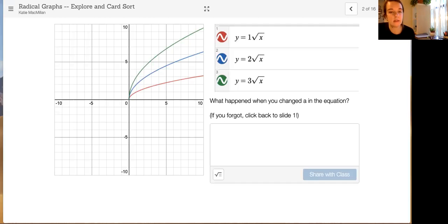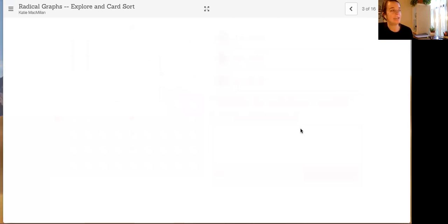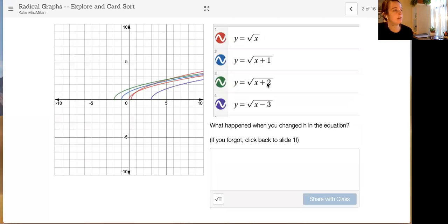Something to be careful of. Slide 2 is specifically talking about what happens when you change A, right? When A was 1 here, you get the red line. When A was 2, you get the blue line. When A is 3, you get the green line. So what specifically happens when you change A? On slide 3, it's asking particularly about H. So what happens when you add or subtract a number inside of the radical?